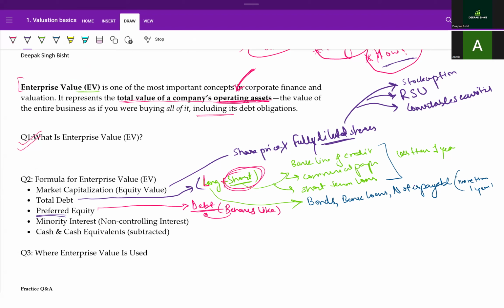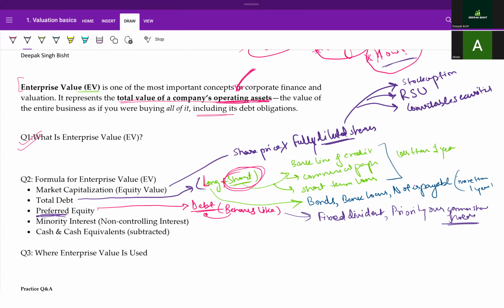So for preferred security there are fixed dividends. Whosoever is holding the preferred equity will be getting a fixed dividend, and they also have a priority over common shareholders. That's pretty much how debt also behaves. So preferred equity also behaves like debt.